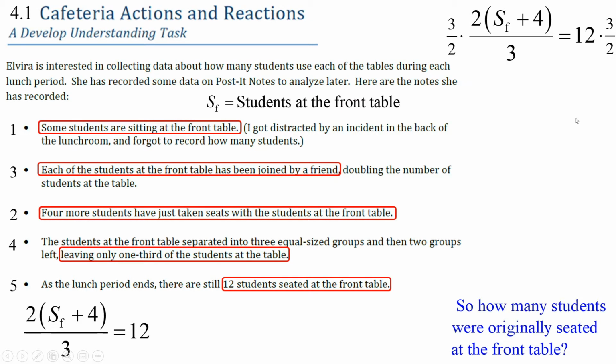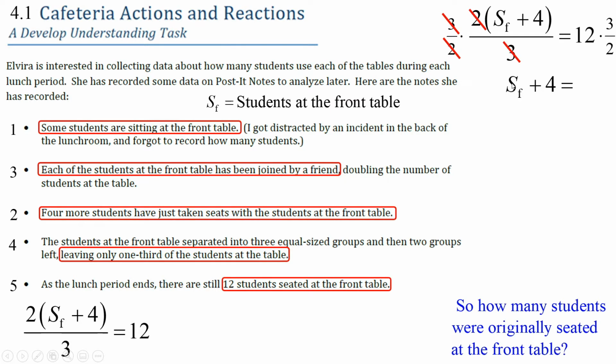Now, why did we do that? Watch. So the 3's would cancel here, and the 2's would cancel here, because I have a factor of 3 in my numerator, a factor of 3 in the denominator. Those cancel. A factor of 2 in the numerator and a factor of 2 in the denominator. Those would cancel, leaving S sub F plus 4.